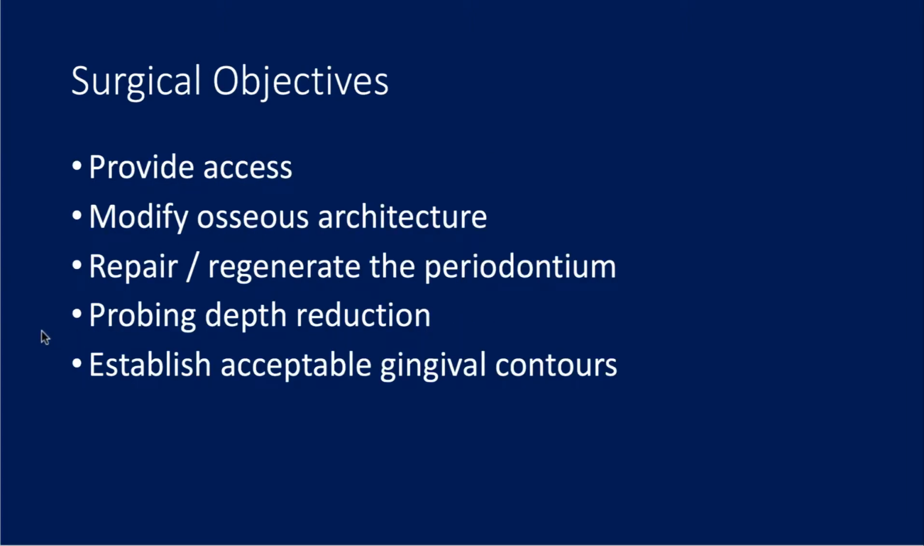We have 5 objectives for surgical therapy. One is to provide better access than we could achieve non-surgically. Second, it gives us the opportunity to modify osseous architecture. Third, it enables us to either repair or regenerate the periodontium. Fourth, we should be able to establish some reduction in probing depth. And finally, we need to use our surgical techniques to establish acceptable gingival contours so that the patient may be able to maintain their dentition.